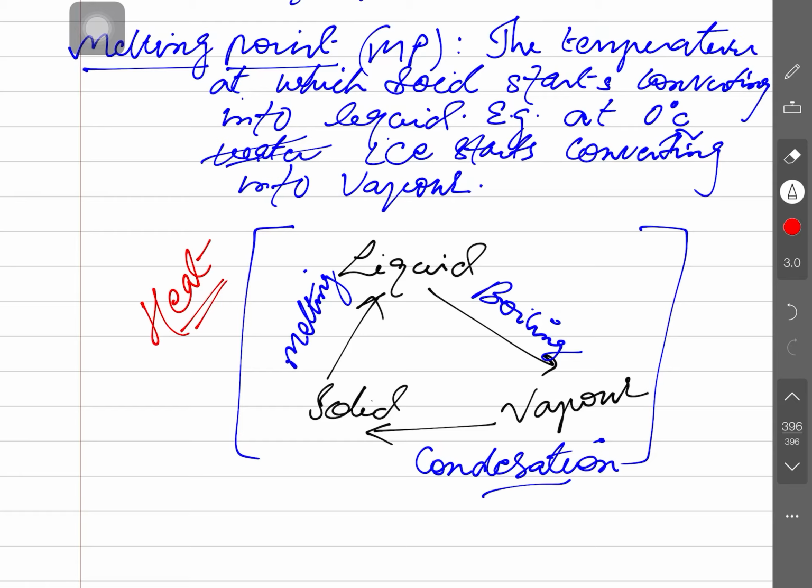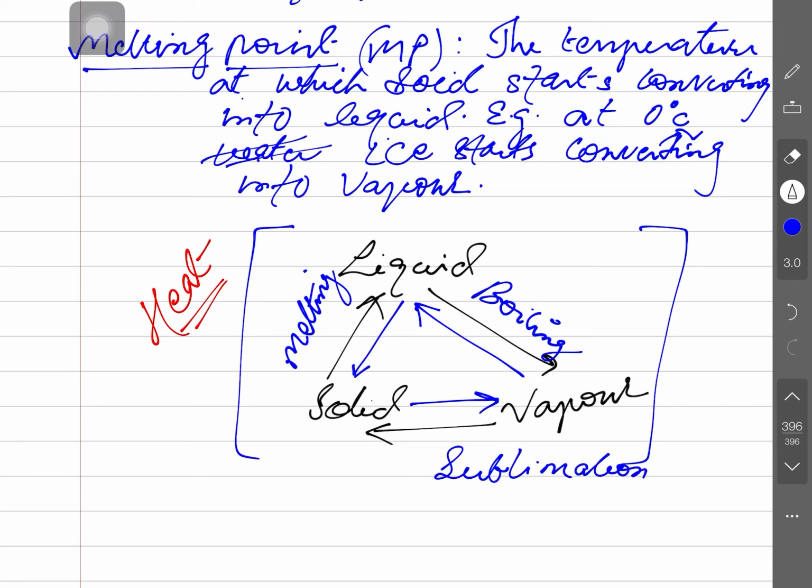Okay. So, solid converts into liquid, liquid converts into vapor, and vapor converts again into solid. Liquid can also convert back into solid. And solid can directly be converted into vapor, and vapor can directly be converted into solid. Is that clear? This concept is called sublimation. This is not called condensation.